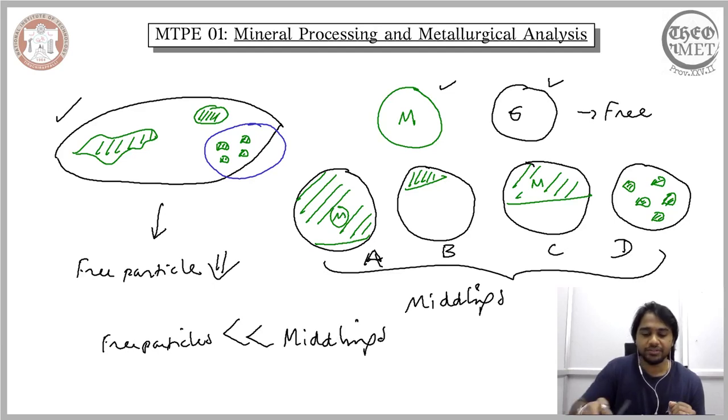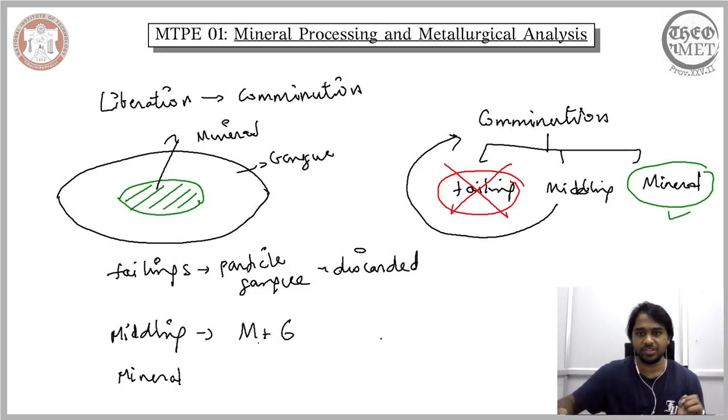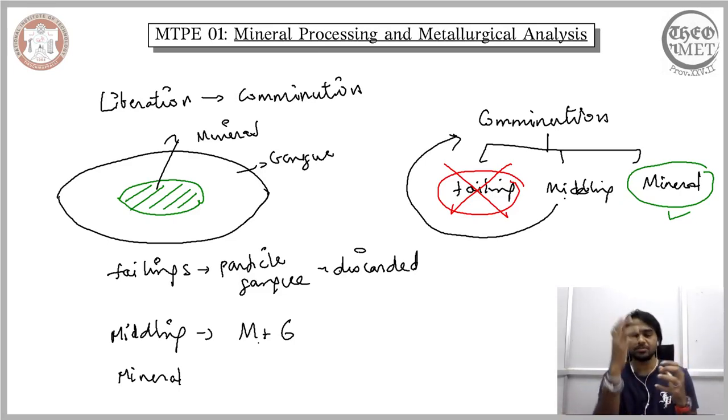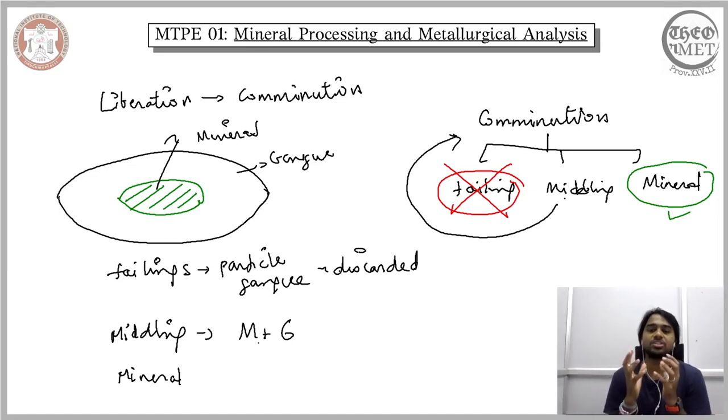So if you consider our previous workflow, the one that we see here, it is the middling that is subjected to subsequent comminution in order to liberate the mineral that is locked in. So middlings are nothing but the locked particles. In order to liberate the mineral that is encapsulated in this locked particle, we subject this middling to subsequent comminution.